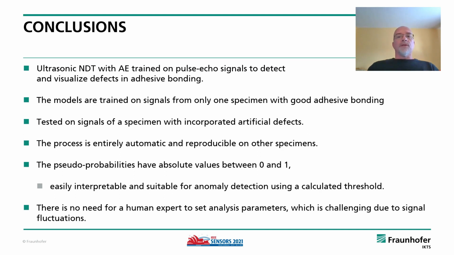The pseudo-probabilities have absolute values between 0 and 1, which are easily interpretable and suitable for anomaly detection using a calculated threshold for decision. There is no need for intervention by a human expert for setting analysis parameters, which is considered challenging due to the signal fluctuations. Future work will aim not only to reliably detect defects, but also to classify them by the type.